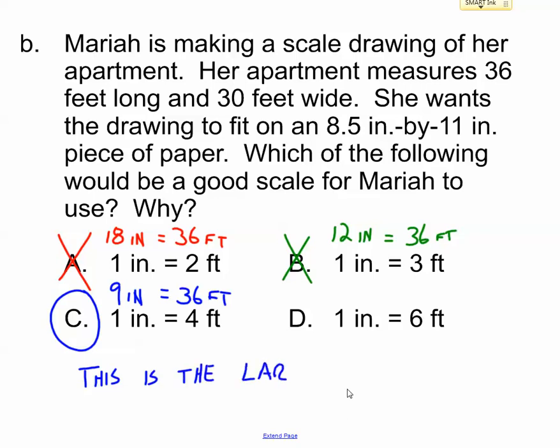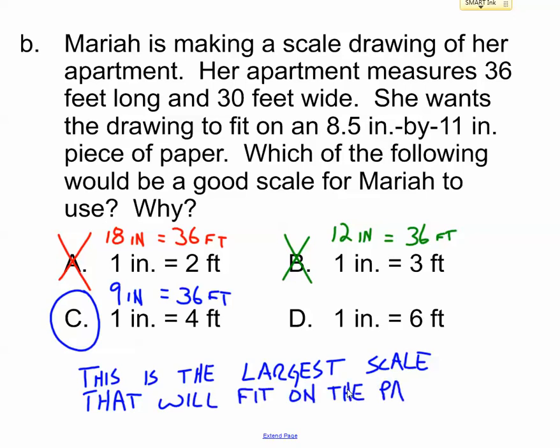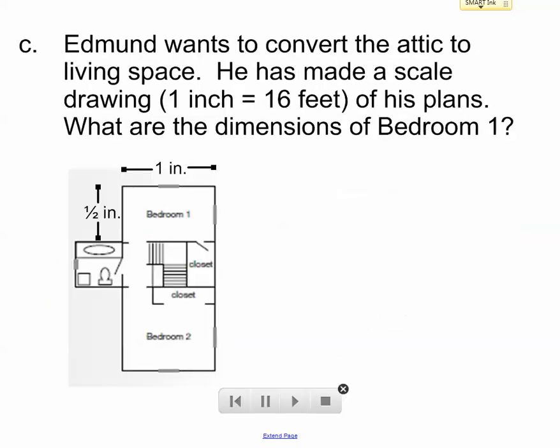And I'll answer the second follow-up question here, why? Because this is the largest scale that will fit on the paper. So it's the largest scale that'll fit on the paper. Yeah, sure, the 1 inch equaling 6 feet will fit, but it would be smaller. So this one would only be 6 inches wide. But yep, that one will fit, so we'll use it. It's kind of trial and error to do that kind of problem.